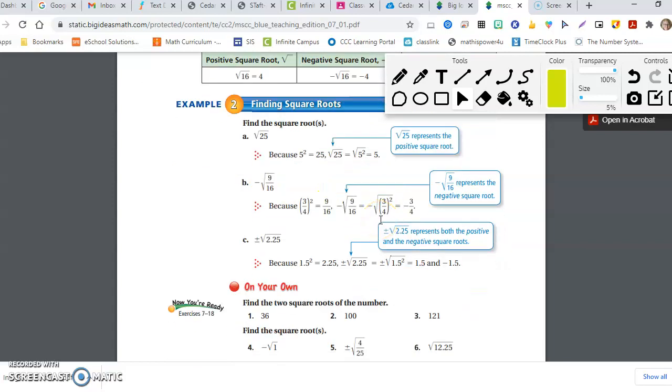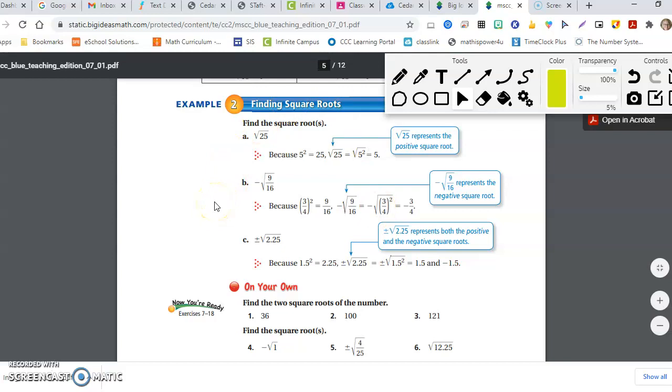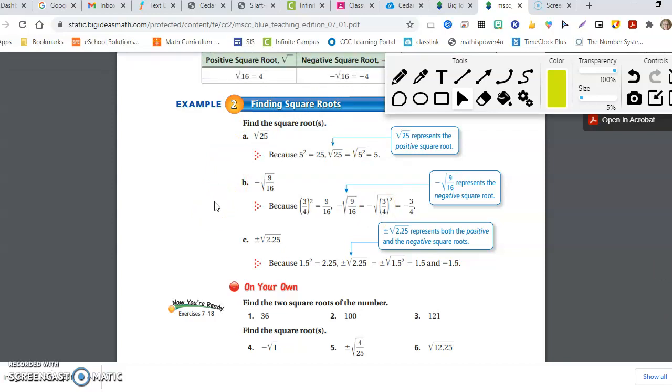And you'll see in example B, there'll be a negative on the outside. And then they're looking for the negative square root. So they want to know the negative square root of 9 over 16. Now, when you get a fraction underneath your square root symbol, the first thing I do is to see if I can take the square root of the top and the square root of the bottom, to see if they're perfect squares. If they are, you can do that.